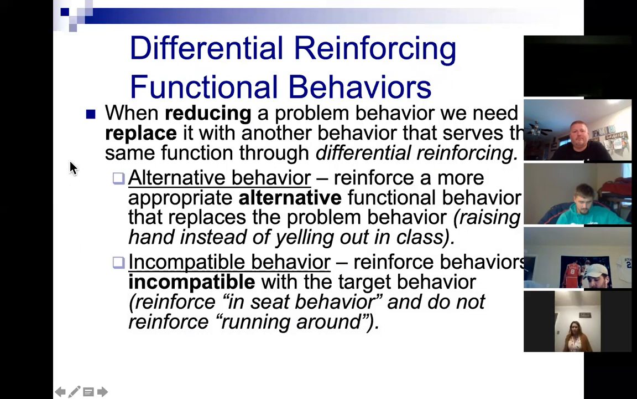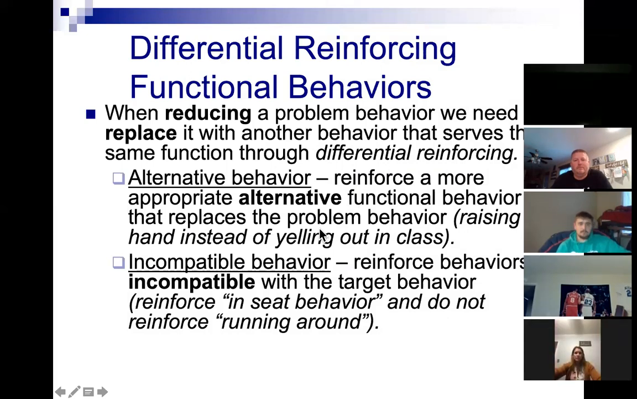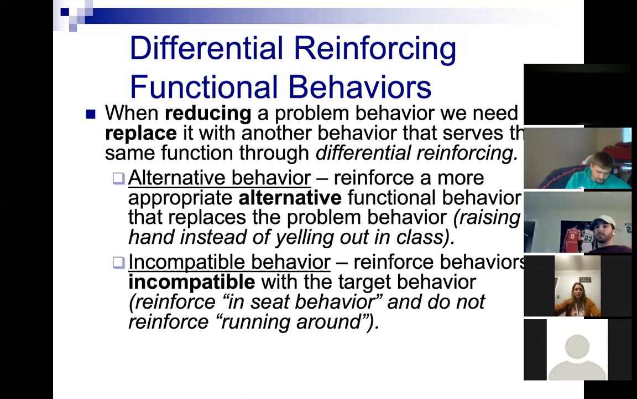So let's go through ways that you might differentially reinforce functional behavior so that you can reduce a problem behavior. When reducing a problem behavior, you need to replace it with another behavior that has the same level of strength and feedback as that original behavior did. So that alternative behavior has got to be just as reinforcing as the original one.